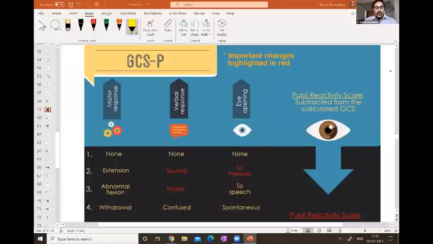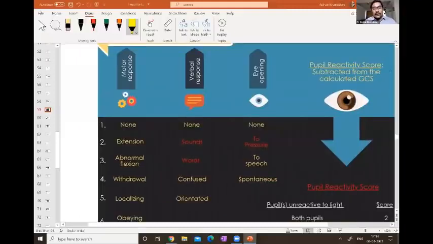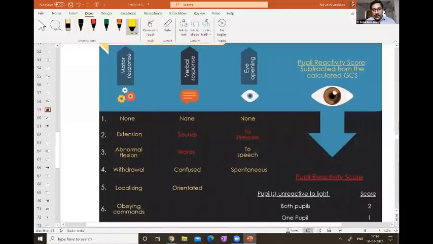Now, coming to the Glasgow Coma Score, all of you should know about it. The motor response: 1 is none, 2 is extension, 3 is abnormal flexion, 4 is when the patient withdraws away from pain, 5 is when the patient localizes pain, and 6 is when the patient is obeying commands. Always remember, follow or record the highest possible motor response. Please write this line down. Always record the highest motor response. This question has been asked in clinical scenarios.